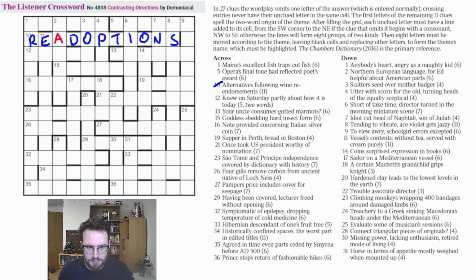I want to look at maybe one down because we've got a letter now. Anybody's heart. That sounds like B to me straight away, the middle letter of anybody. Angry as a naughty kid. Naughty could be an anagram indicator. So if this is BR, a naughty kid is a brat. So bratty is as a naughty kid. Yeah, so angry for ratty. I think that works. So be ratty.